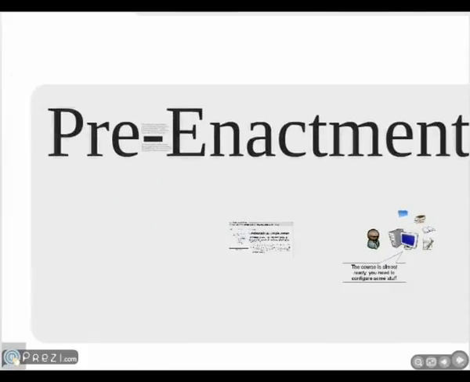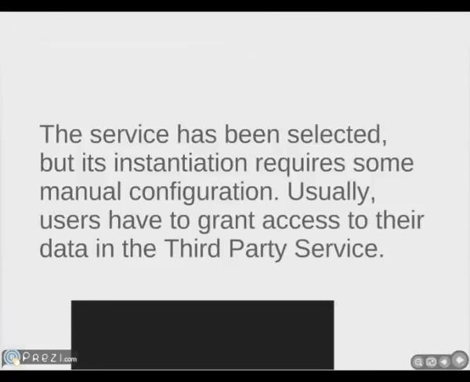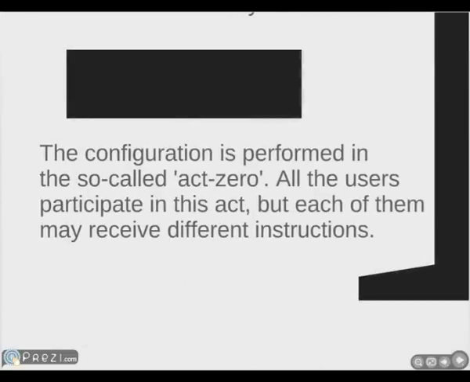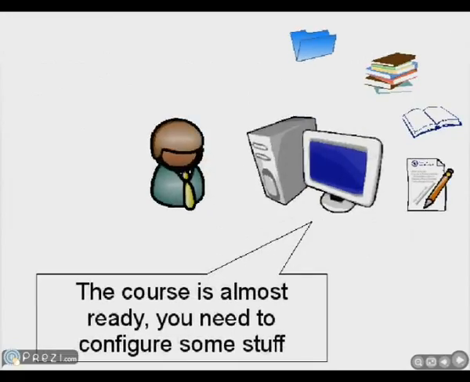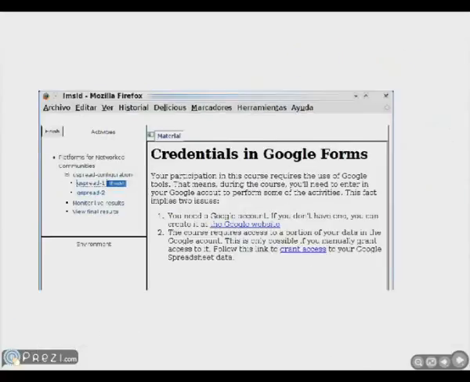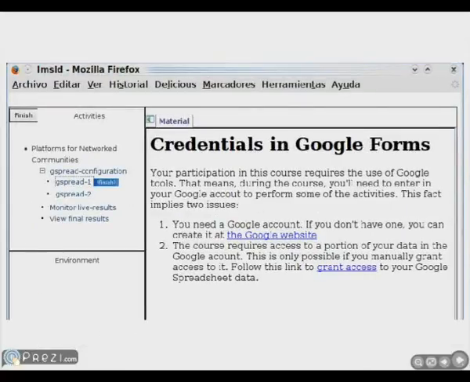In the pre-enactment, course participants need to perform manual configurations. Usually, they have to grant access to their data in the third-party service. Configuration is performed in the so-called Act 0. In the Google Docs example, the teacher is the only participant prompted to configure his data. He just has to follow the instructions given in the activity description.